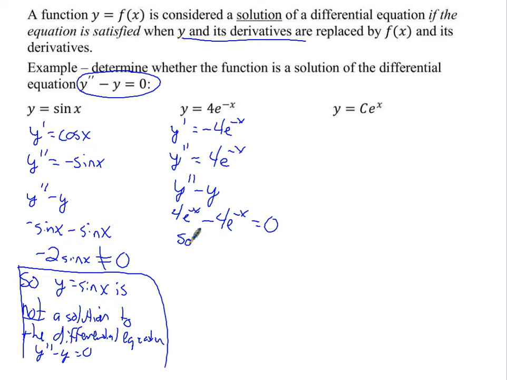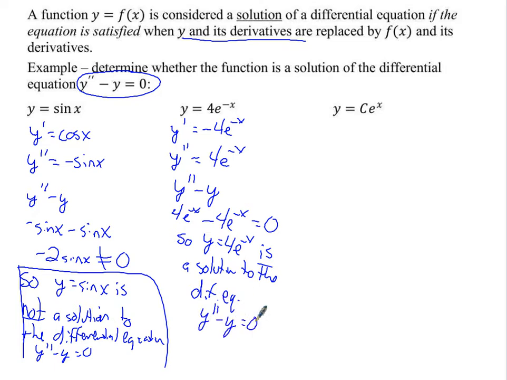So y equals 4e to the negative x is a solution to the differential equation y double prime minus y equals 0.